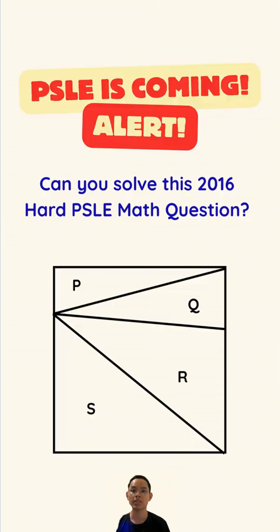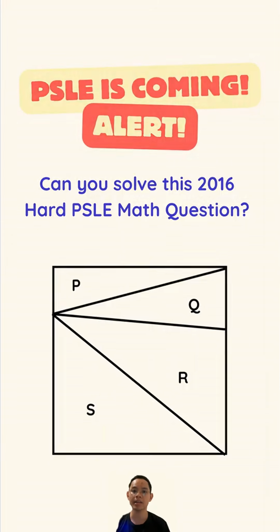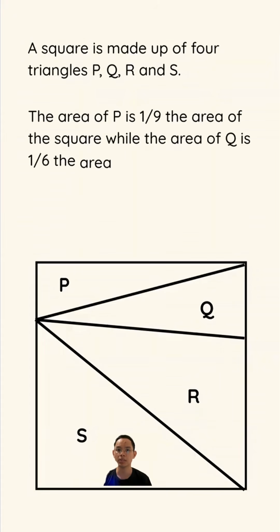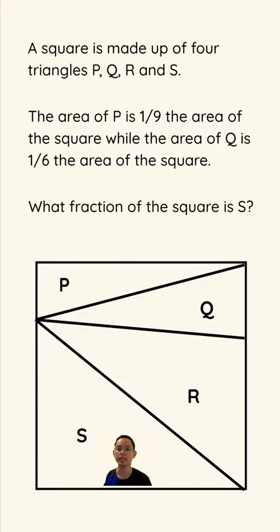PSLE is coming. Can you solve this 2016 hard PSLE math question? And the question goes: a square is made up of four triangles, P, Q, R and S. The area of P is 1/9 of the area of the square, while the area of Q is 1/6 of the square. So what fraction of the square is S?